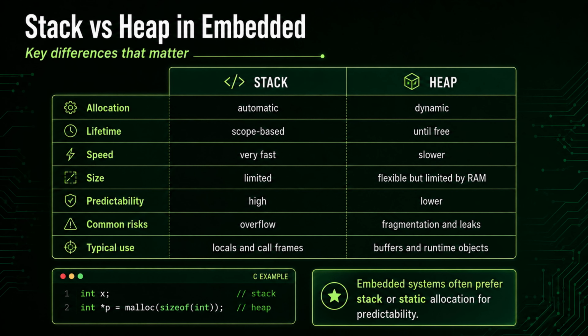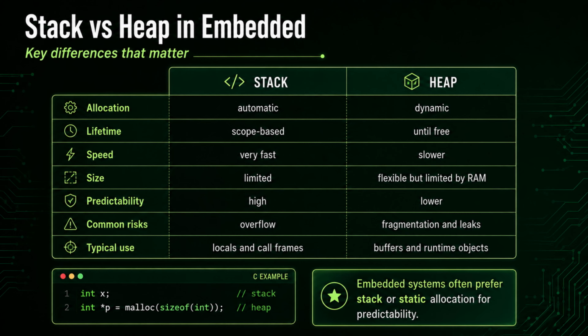Now let's compare the stack and the heap directly. The stack is automatic. The compiler and processor manage it during function calls. When a function starts, stack memory is used. When the function exits, that memory is released automatically. The heap is dynamic. The program manually asks for memory using malloc or similar functions, and then the program must release that memory using free.